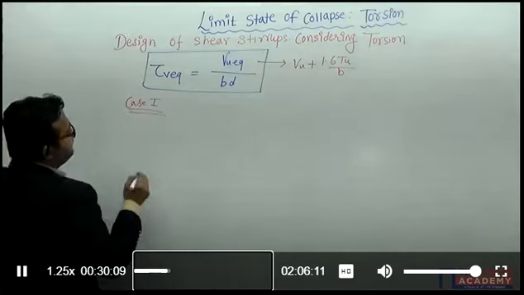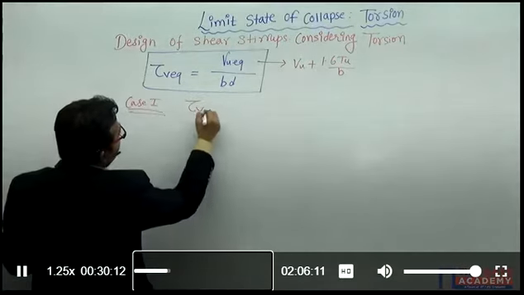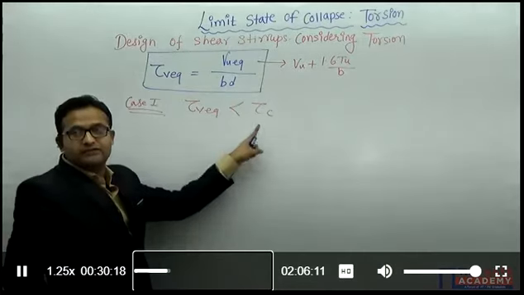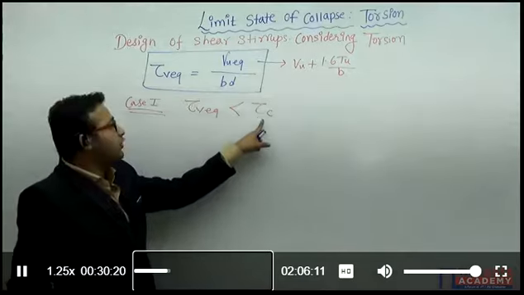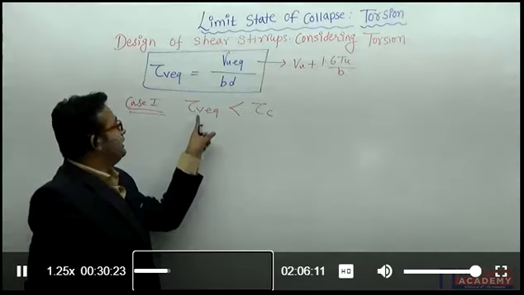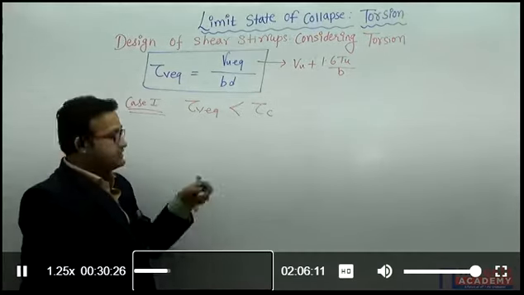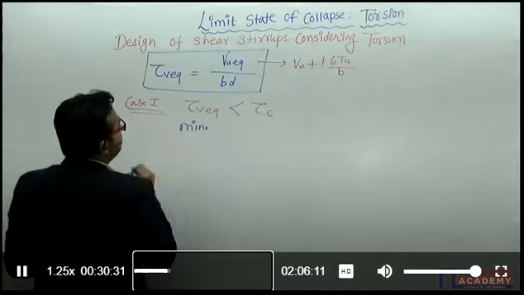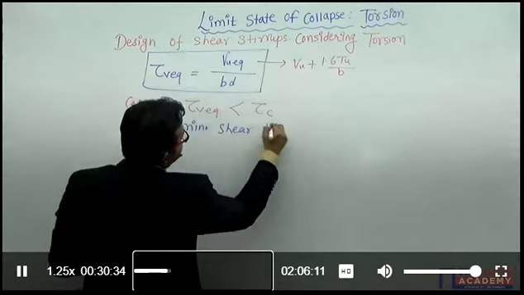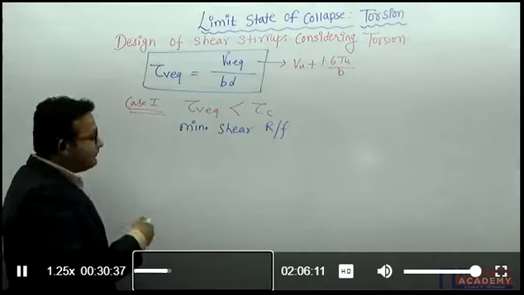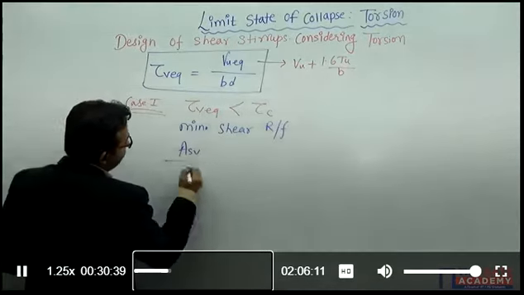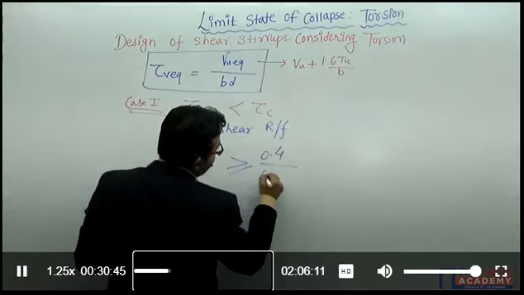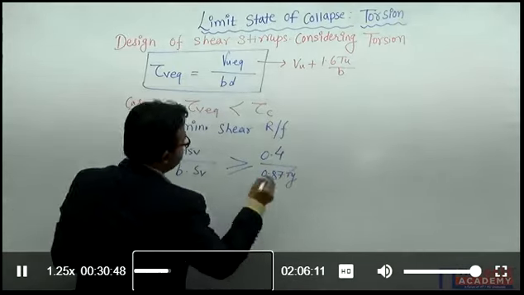Case first: suppose tau v equivalent is less than tau c. If the shear strength of concrete is greater than the equivalent shear stresses, we need to provide minimum shear reinforcement. Same minimum shear reinforcement, same formula: ASV divided by B SV is greater than or equal to 0.4 divided by 0.87 FY.